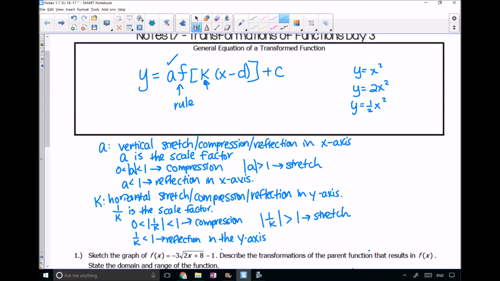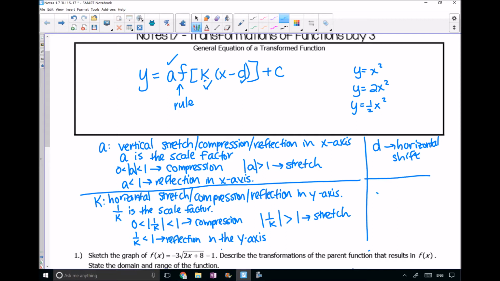All right, so now the next piece that we have, so we're done with A, we're done with K. These pieces are our scale factors pretty much, okay? Now the next piece that we want to talk about is D. So this is x minus d, and don't forget, since the minus d is included with the x, that D is going to tell you your horizontal shift. And the reason why it is minus d is because it's always the opposite direction, okay? And then c is going to tell you your vertical shift. Okay?